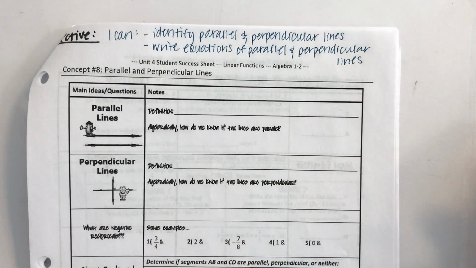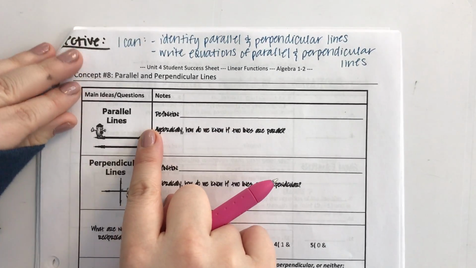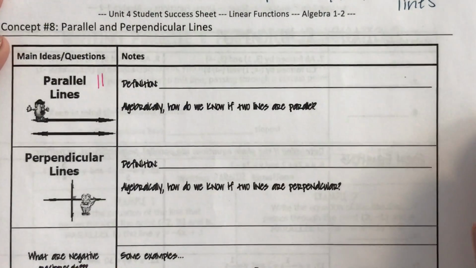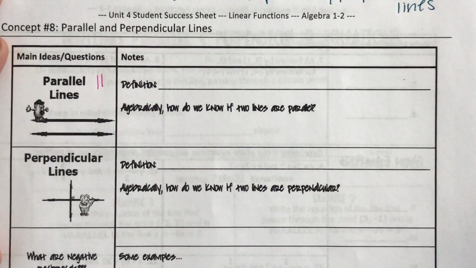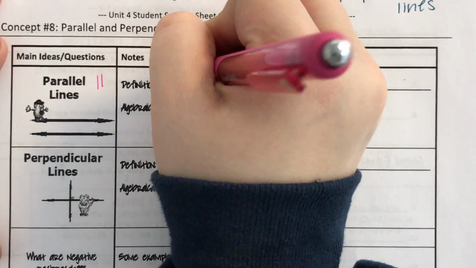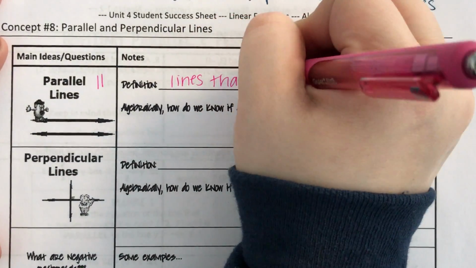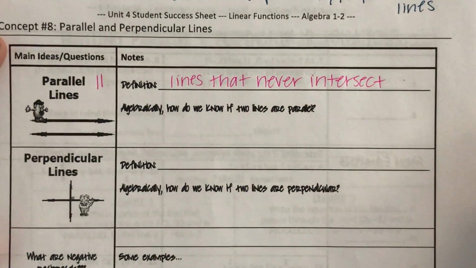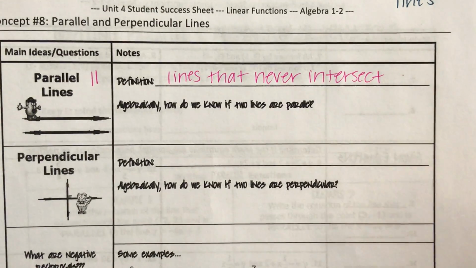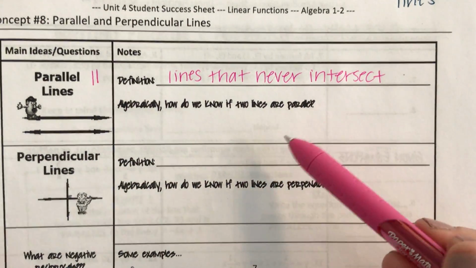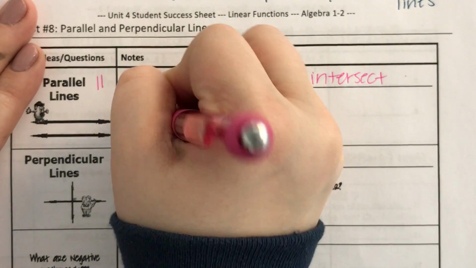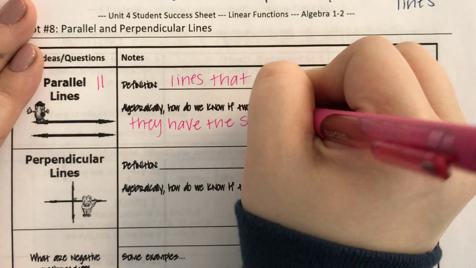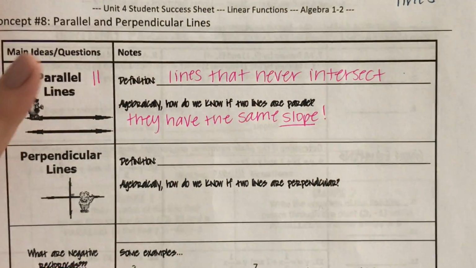Okay, so let's start with parallel lines. There is a symbol for parallel lines, and it looks like this, just two lines right next to each other. That means parallel, okay? And the definition of parallel lines is lines that never intersect, ever. They just bypass each other, saying hi, okay? Algebraically, how do we know if two lines are parallel? They have the same slope. So it's pretty easy to tell if two lines are parallel or not. If they have the same slope, then they are parallel.